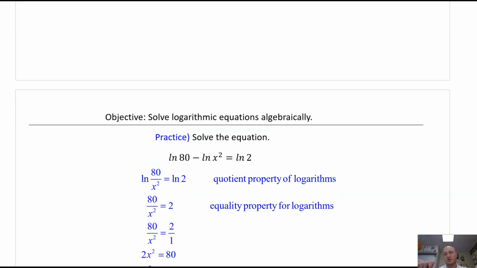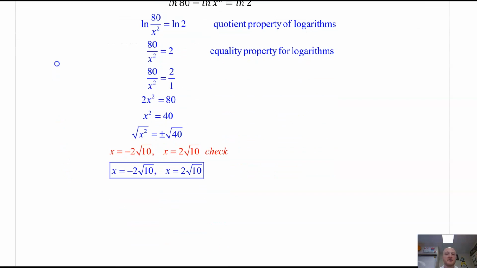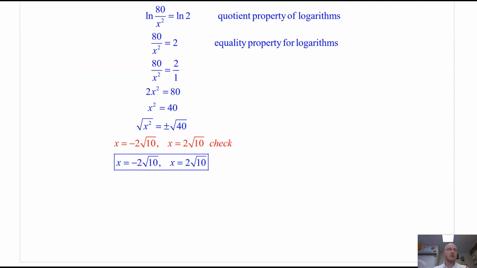You can pause this and try the rest of this if you want. So we get x equals the square root of 40 plus or minus. And then simplifying, root 40 is 2 root 10. So there's that one. That one's a little bit different.